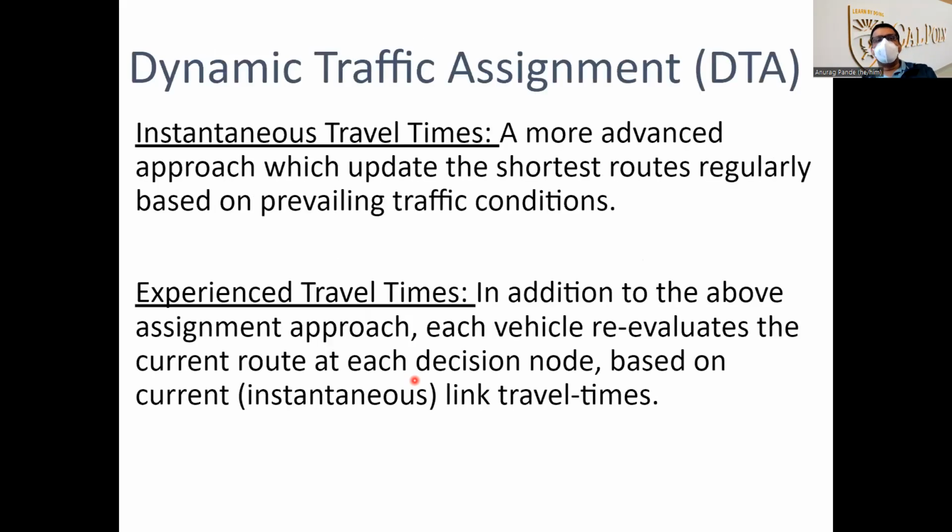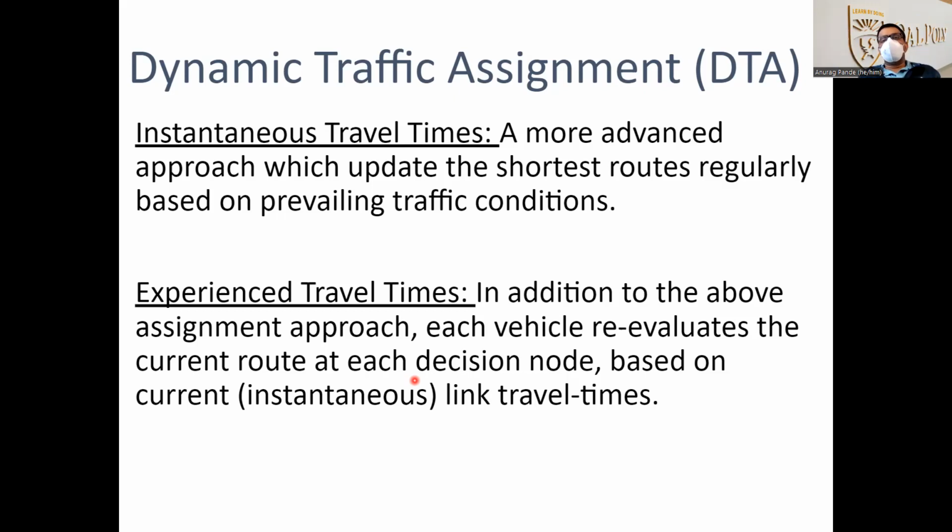Okay, so now let me define instantaneous travel time and experienced travel time. Instantaneous is a more advanced approach which updates the shortest routes regularly based on prevailing traffic conditions. So you want to figure out the instantaneous travel time, and then we look at the experienced travel time. In addition to the above assignment approach, each vehicle reevaluates the current route at each decision node, based on the current travel time. So experienced travel time requires more updating, and you update your travel times at every node.